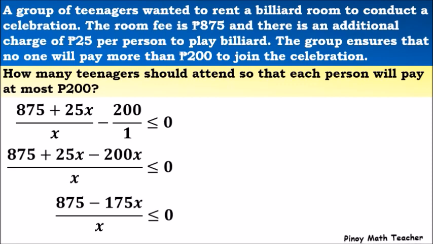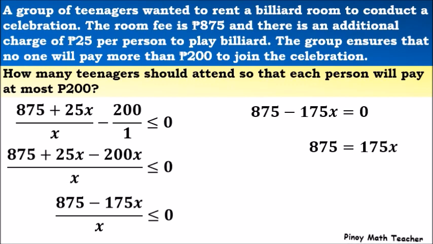Okay, next. Dahil ang kabilang side ay 0 at naka-express na yung isang side sa single fraction, pwede na natin kuhanin yung critical point. So, i-equate natin yung numerator at denominator sa 0. So, yung numerator muna. Okay, 875 minus 175x equals 0. Transpose natin yung negative 175x sa kabilang side. So, magiging ganito yan.